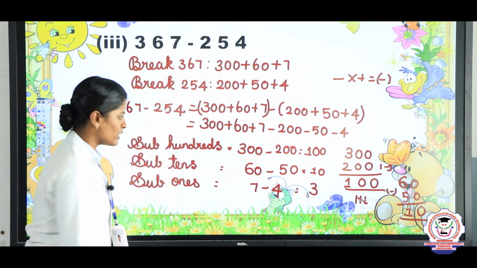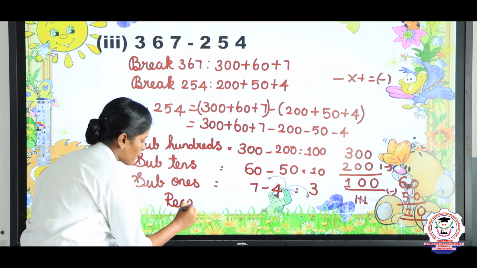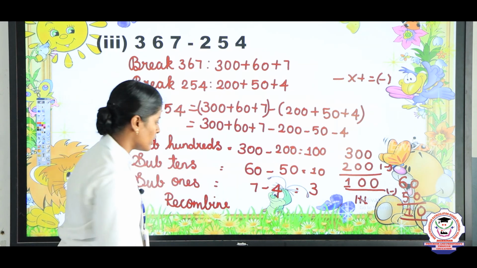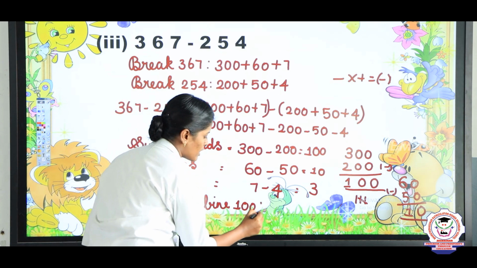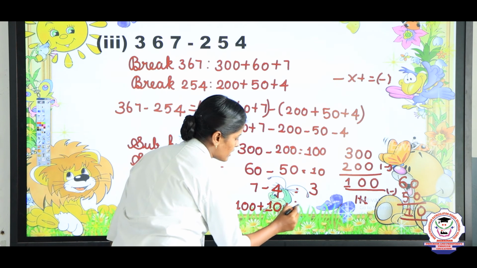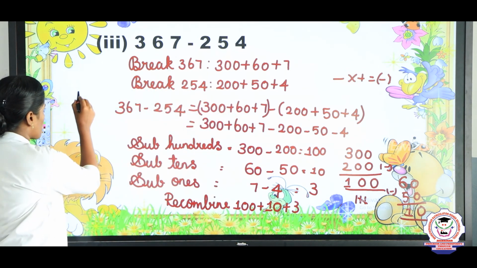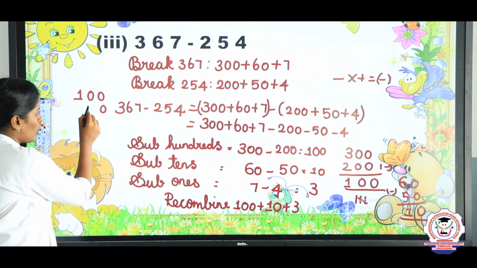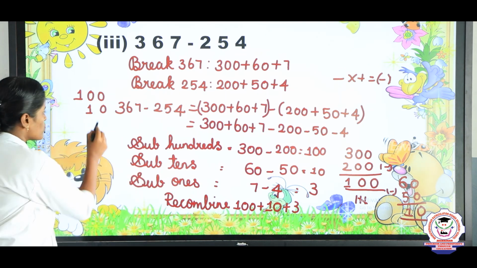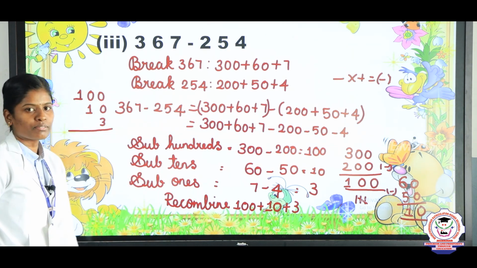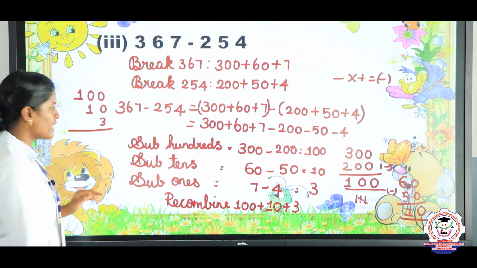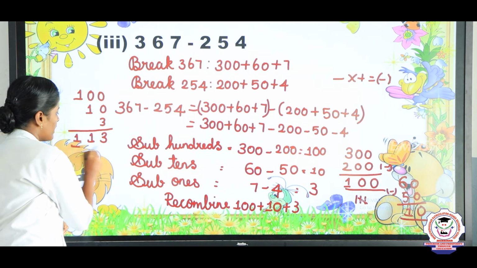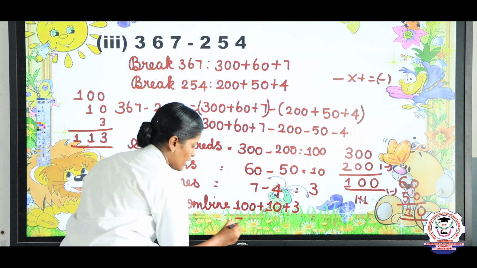Now we are going to recombine this. 100 plus 10 plus 3. Now we are going to add this 100 and then 10. We should start from the 1's place onwards. 0, 1 and then we have 3. So write here 3. Now add this: 0 plus 3, the answer is 3, and 0 plus 1, the answer is 1, and then 1. Write the final answer 113.